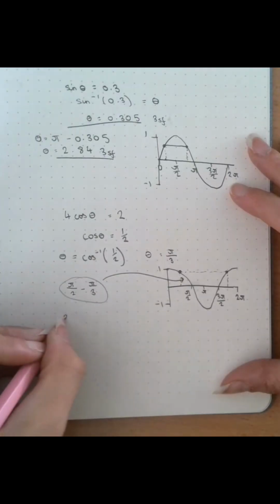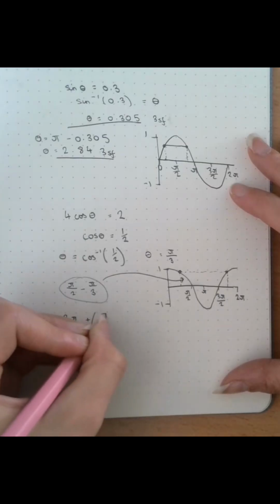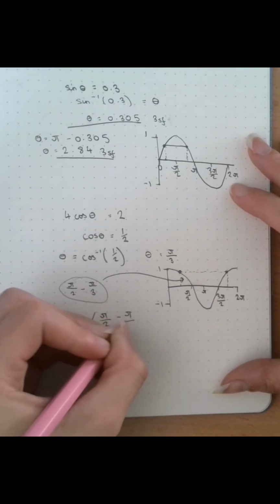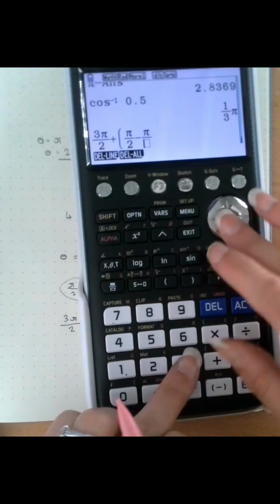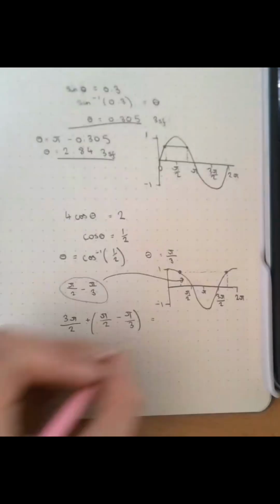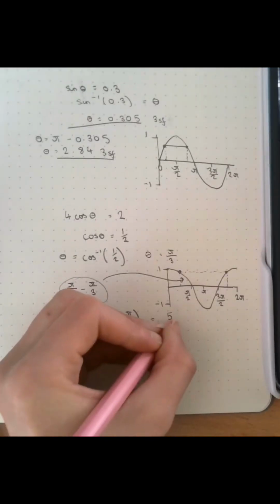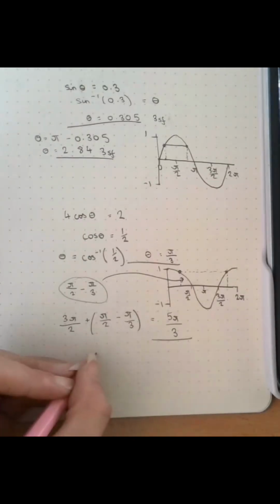There might be an easier way to get your head around that, but that's the way my brain works with this. And I like to use the symmetry of the graph. And we get 5 pi over 3 there. So that becomes 5 pi over 3. So they are our 2 solutions within that range.